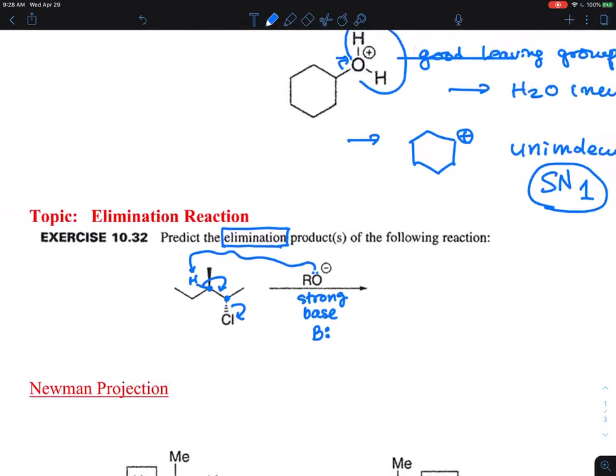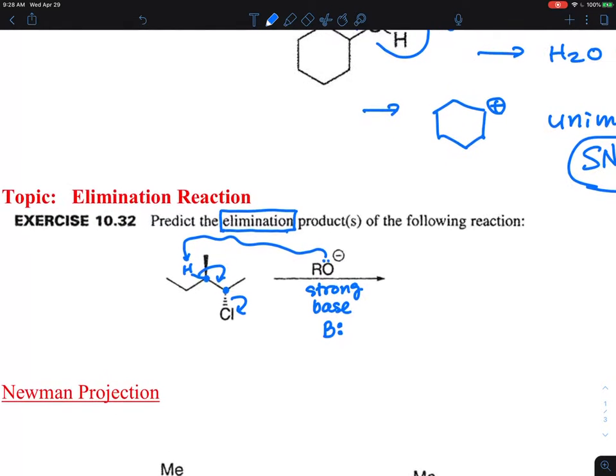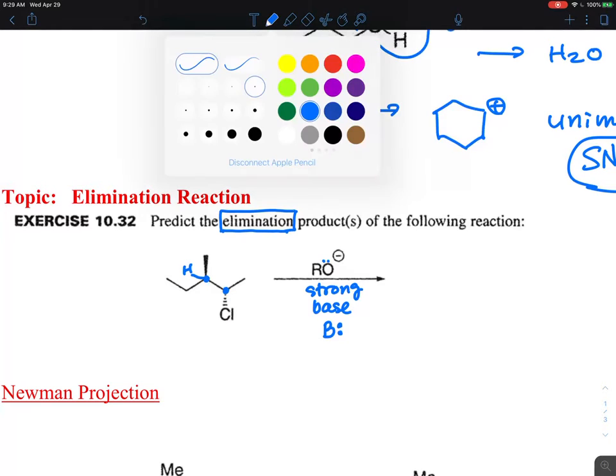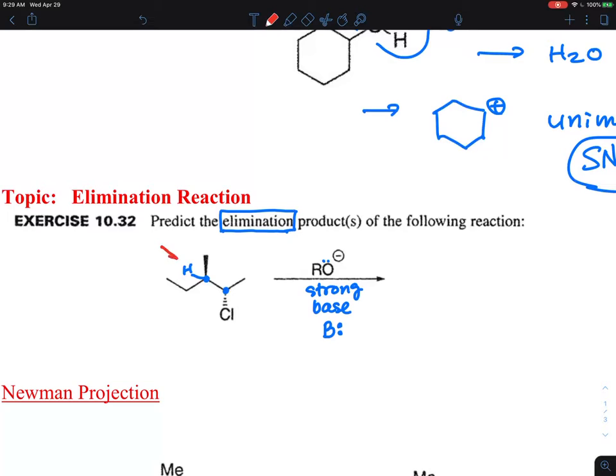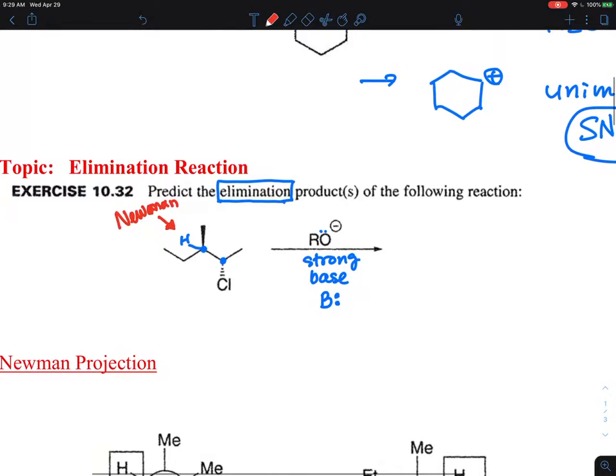Okay. But now the situation here is, I am going to put this notation on hold for the moment. I know the hydrogen on the other side needs to go away, but let's give a more three-dimensional representation of what the projection looks like. So I'm going to look at it from this side. Let's do the Newman projection.